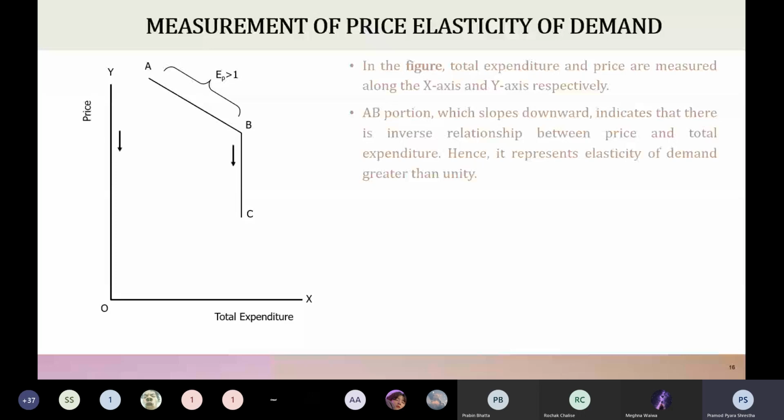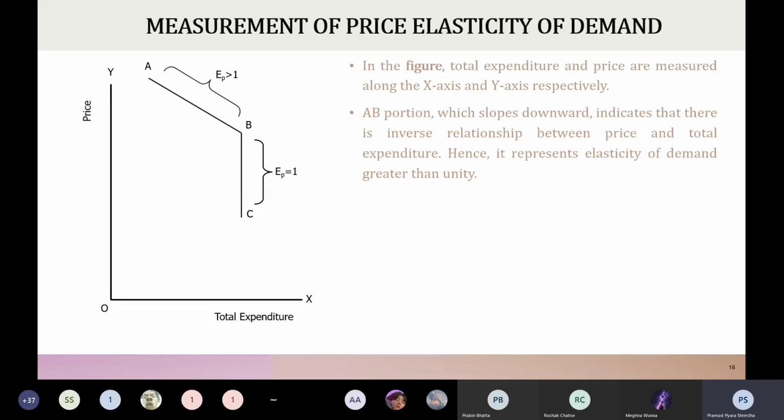That's why there has been movement from B to C. The movement from B to C shows that price is falling, but there is no change in total expenditure. This is the case of EP equals 1, that is, price elasticity of demand equal to unity.